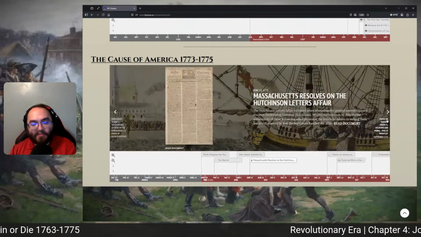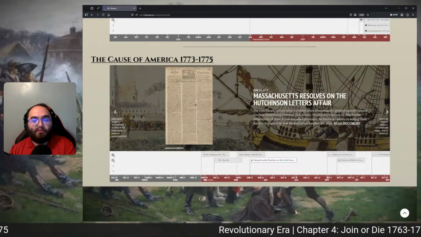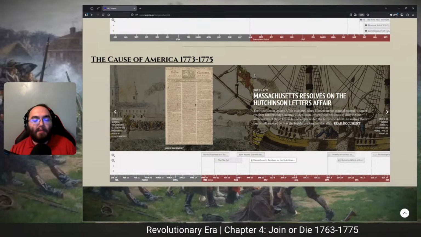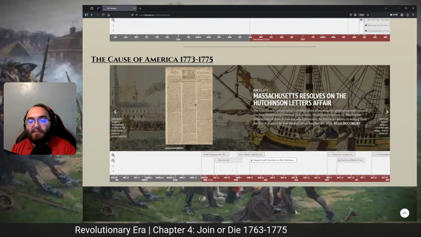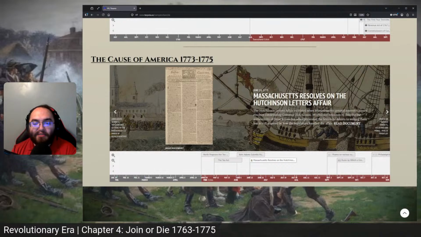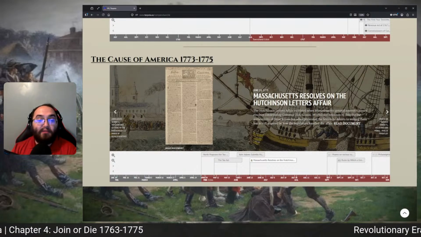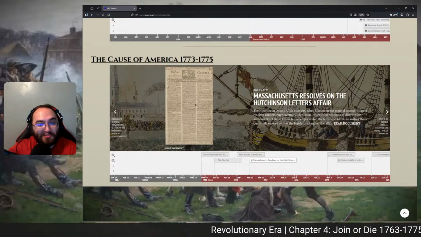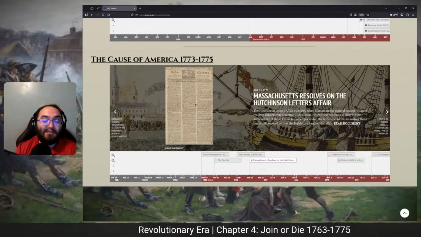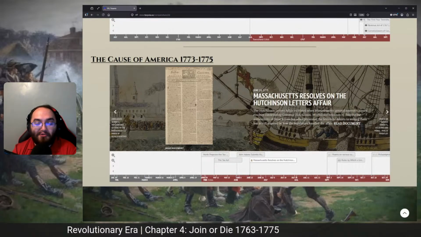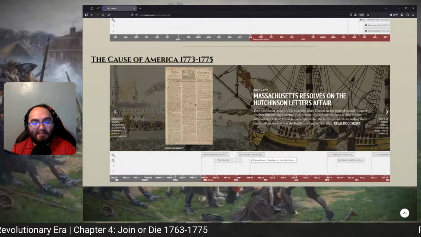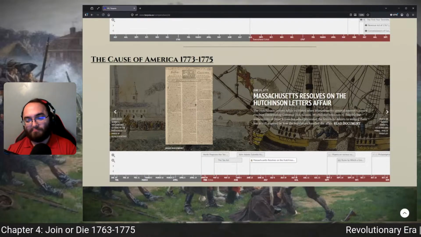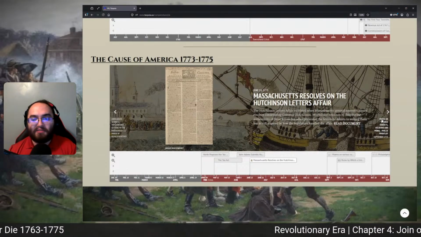And so these are the Massachusetts resolves on the Hutchinson Letters affair. Basically, the Hutchinson letters is Hutchinson sending letters back to England, talking about how much he hates the Massachusetts, his own subjects, and so this will anger Massachusetts a lot. And of course, he will try to deny it.